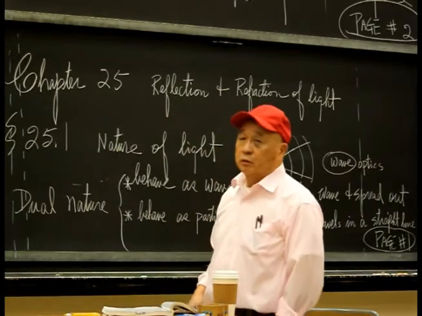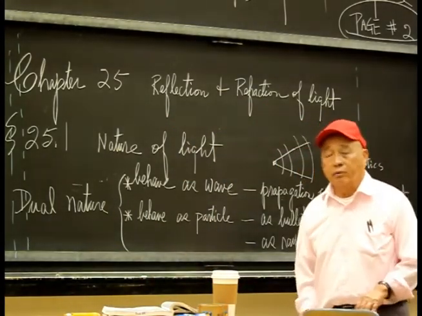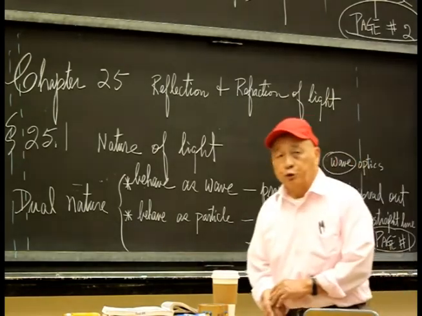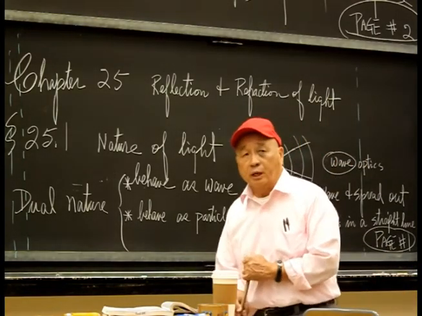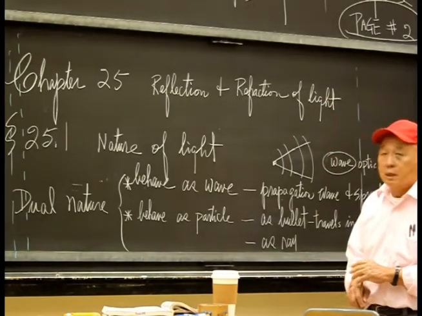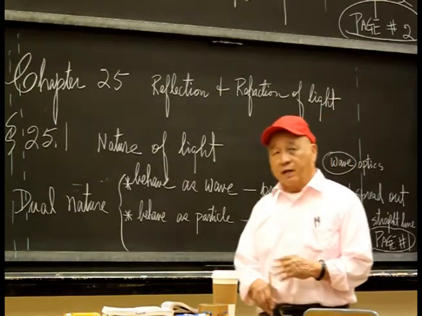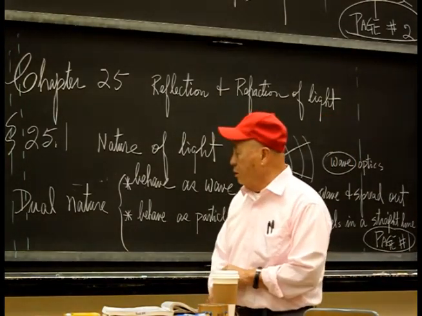So first we want to talk about light. The nature of light has two characteristics, like a dual nature. Dual nature of light. Just like most of you have a dual nature of citizenship. Some of you come from Korea, some of you come from China. So you have Chinese citizenship or Korean citizenship.